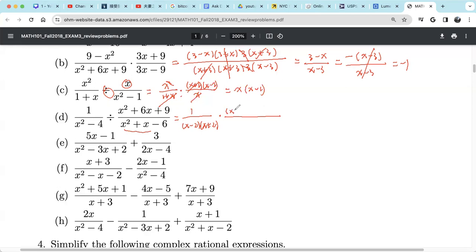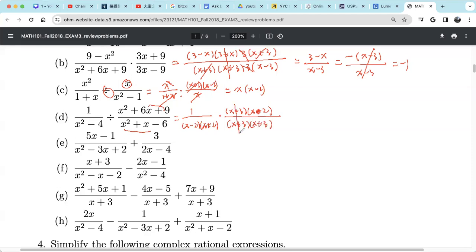So that can be factored as x minus 3, x plus 2, because negative 3 times positive 2 is negative 6, and negative 3 plus 2 is negative 1, because the middle term is negative 1x. Then the numerator now becomes denominator. So that's x plus 3 squared, or x plus 3 times x plus 3.